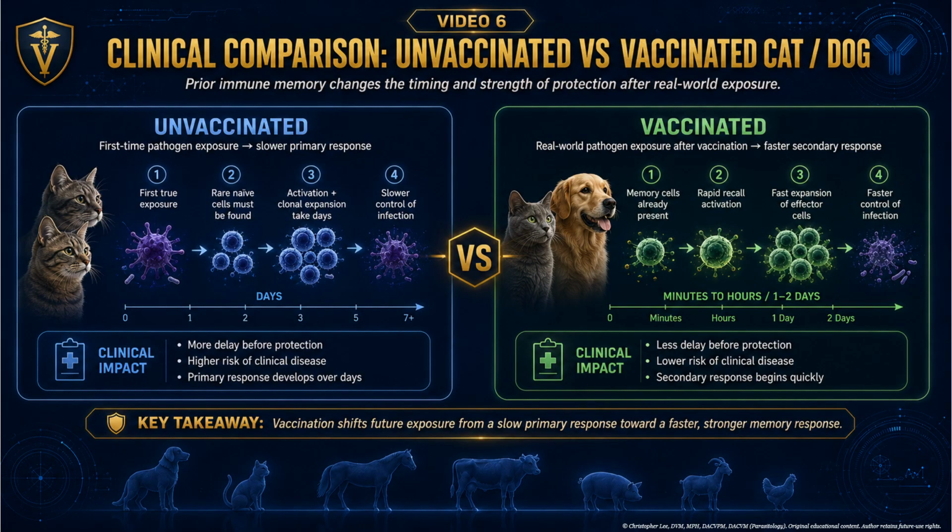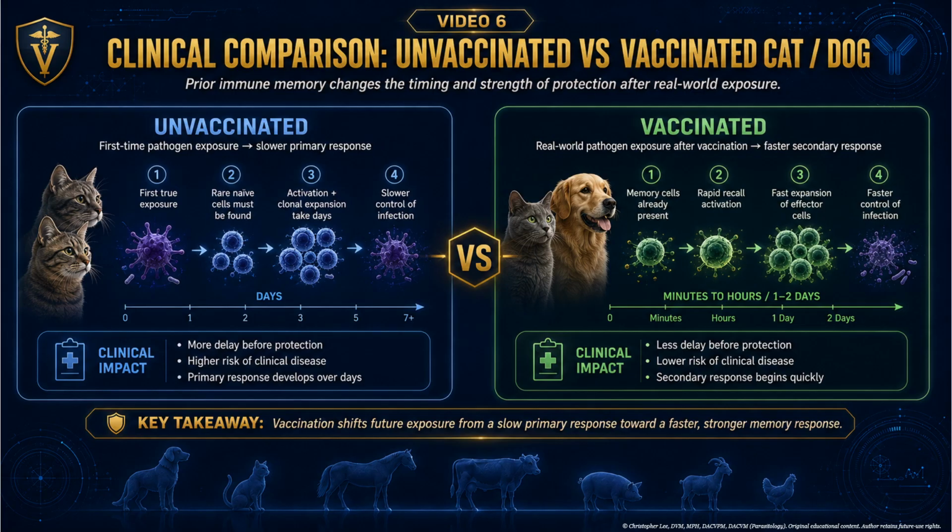Now let's make this clinical. Imagine an unvaccinated animal encountering a pathogen for the first time. That animal has to mount a primary response. The immune system has to find rare naive cells, activate them, expand them, and generate effectors. During that lag period, clinical signs may worsen before they improve.